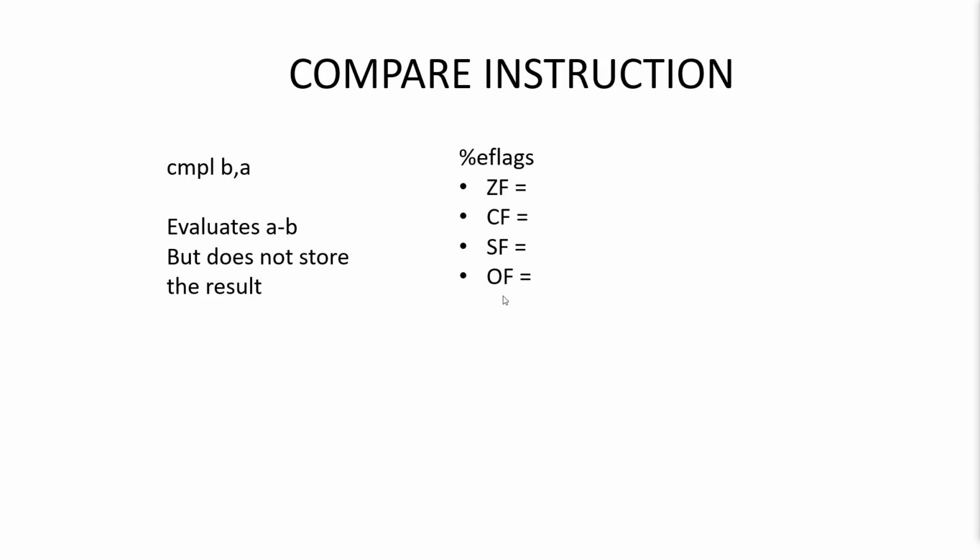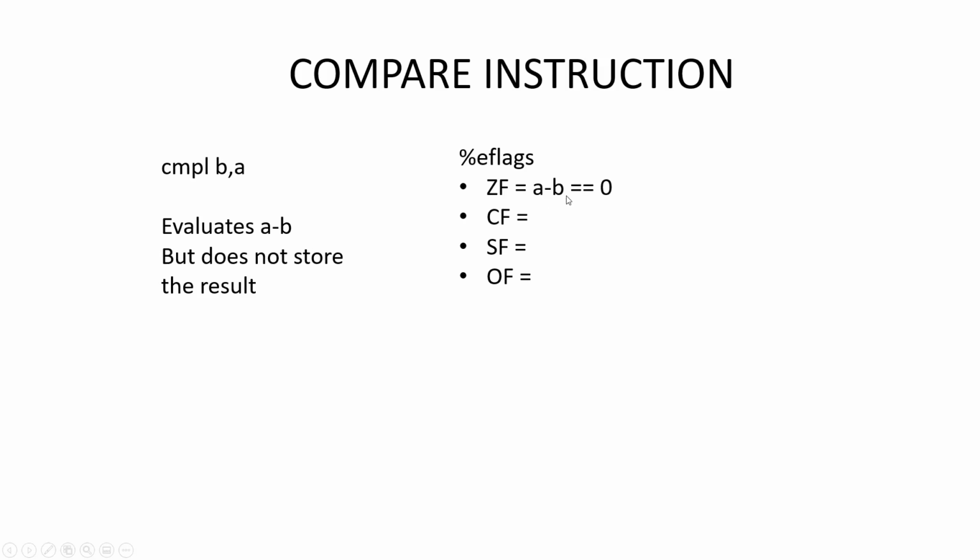So what I want to do is go through and quickly review what's going on with these flags for a subtraction problem, specifically for compare. First up, if A minus B exactly equals 0, then we're going to set the zero flag. This only happens if A is exactly equal to B. So this is the same thing as the equals operator.